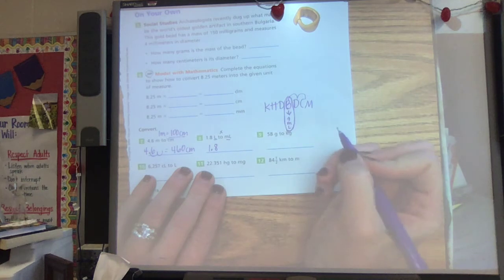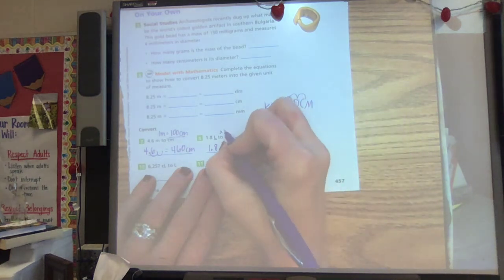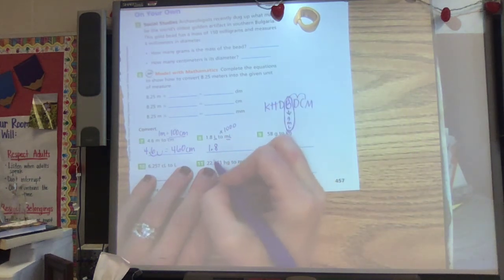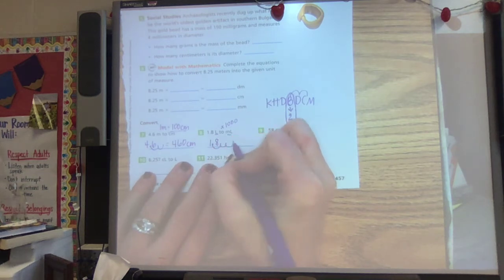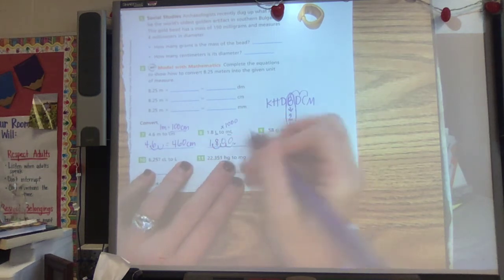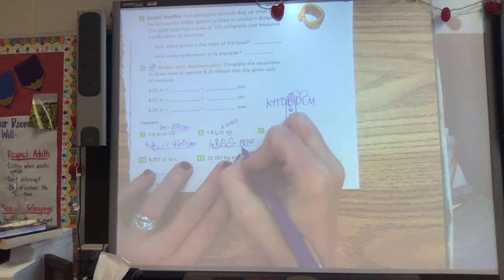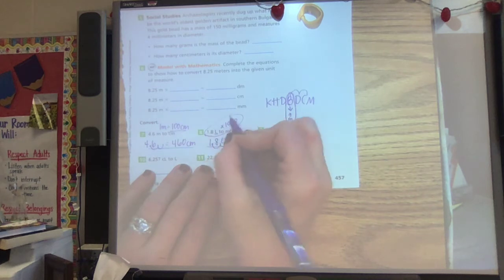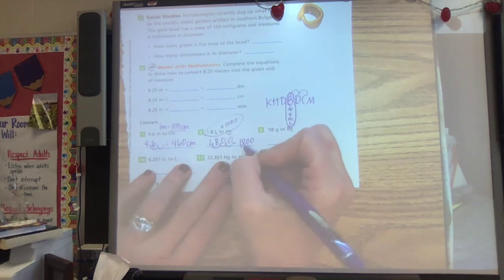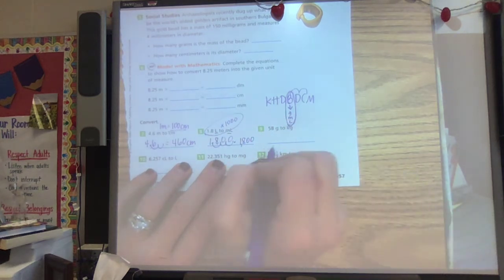So we're going to multiply by 1,000. And if we're multiplying by 1,000, that means we can move 3 times. 1, 2, 3. Add zeros. So it'd be 1,800, which makes sense. Because 1 8/10, 1 times 1,000 is 1,000, so that makes sense.